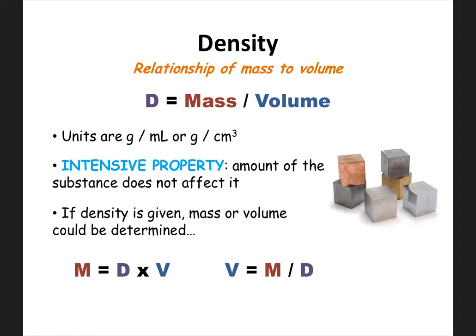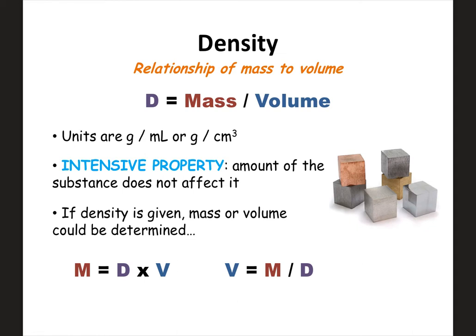Density is what's considered to be an intensive property. Basically, the amount of the substance does not affect the density. So if I brought in a big block of gold and I brought in a little flake of gold, because they're both gold, they would have the exact same density of gold, which is about 19.3 grams per milliliter. It doesn't matter how much of the gold I have because density is an intensive property. As long as both substances are gold, they would have the same density. So don't be fooled by that.